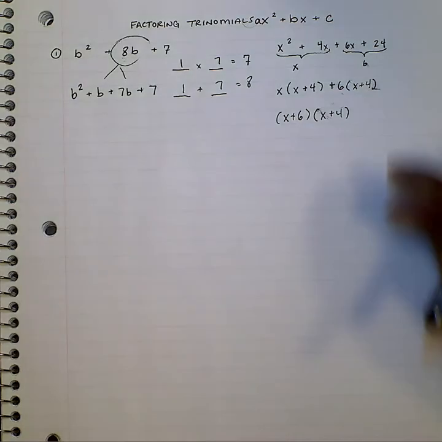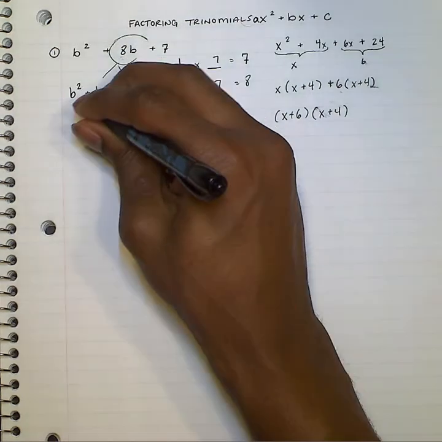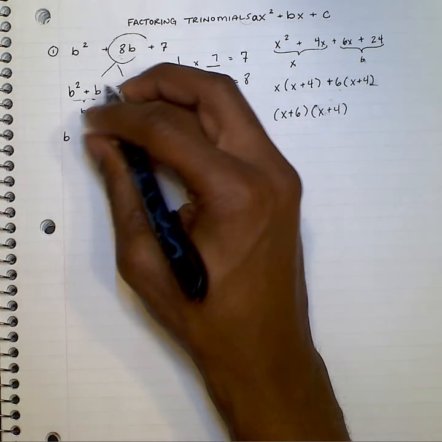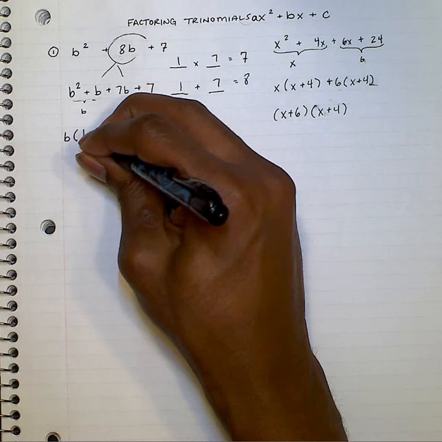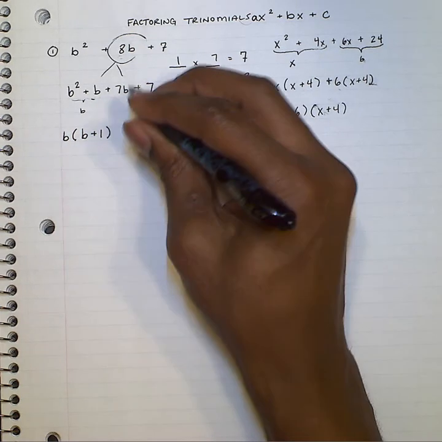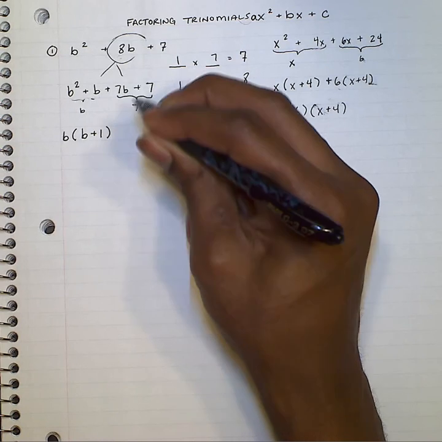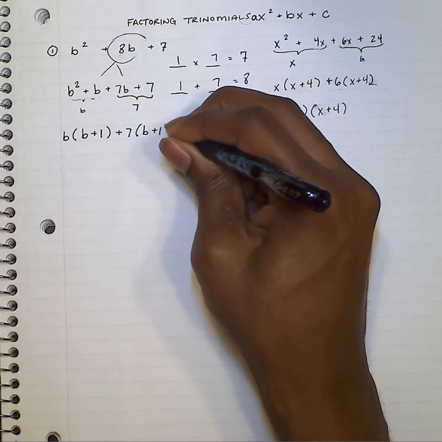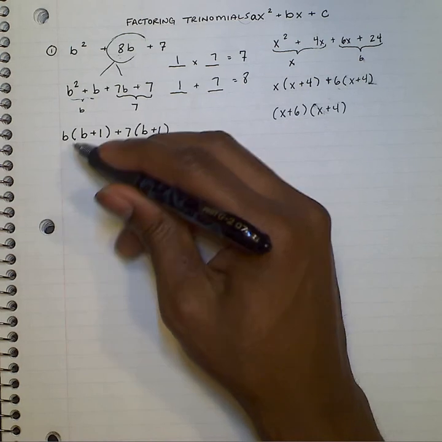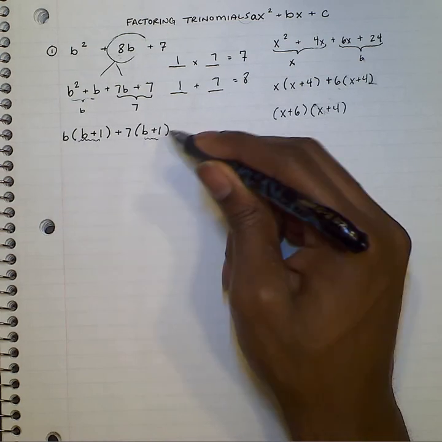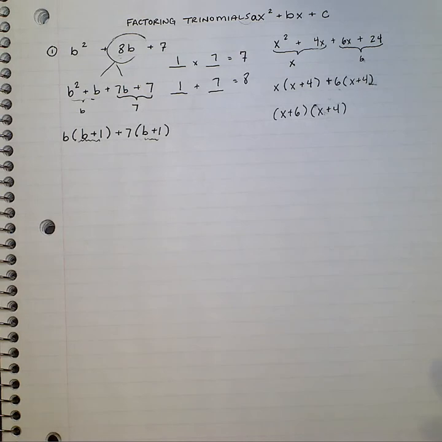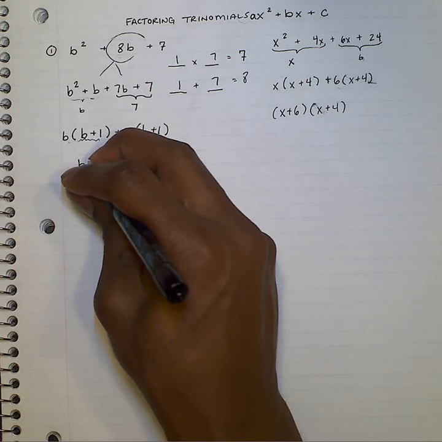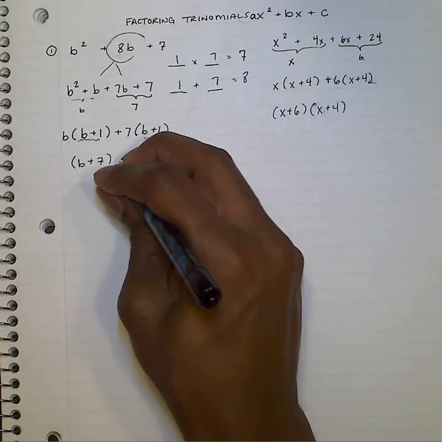And I can do the same thing that we did yesterday. Take this group here, take the GCF, in this case it's b, and factor that out, and that gives me b plus 1. Take this group here, find the GCF, and that's positive 7, and that will leave me with b plus 1. I know I did it right when I get the same factor, at least that helps me think I did it right. And so now I'm going to reorganize this. I have b plus 7 times b plus 1.